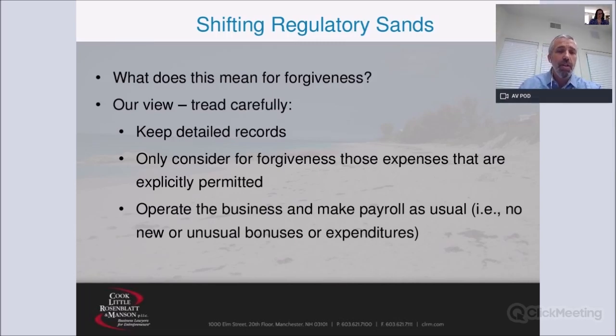We would also suggest that you consider for forgiveness only those expenses that are explicitly permitted. So I know there were a couple of questions about raises, questions about bonuses. Neither of those is specifically addressed in the guidance that we've seen so far. And there's actually two different ways to look at it. Number one is, well, it just says that we're trying to protect paychecks and the salaries that people make.